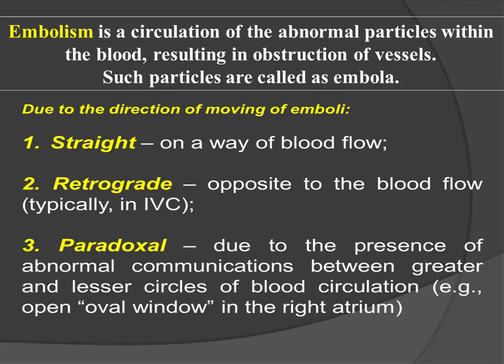And last is paradoxical embolism. Emboli come from the veins of the systemic circulation but do not pass to the lung and clog the arteries of the systemic circulation. This is possible only when there is a communication between the atria, foramen ovale, or between the ventricles of the heart.